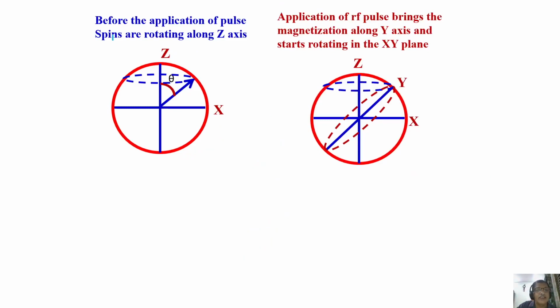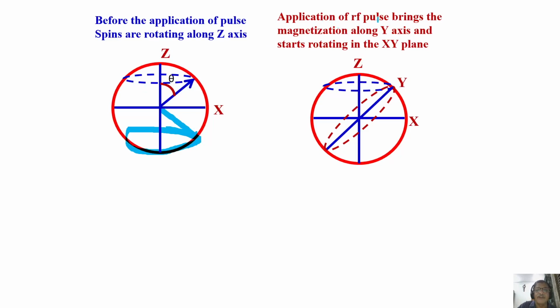Now, before the application of the pulse, let us understand what is happening to the spins. Spins are rotating along the z-axis. Remember, this is how the spins are rotating. That's the precession we are talking about. Individual magnetic moments are precessing along the z-axis, making an angle theta. This theta I know for two orientations of spin of nuclei, along this axis and also it rotates along this axis. It keeps rotating like this.